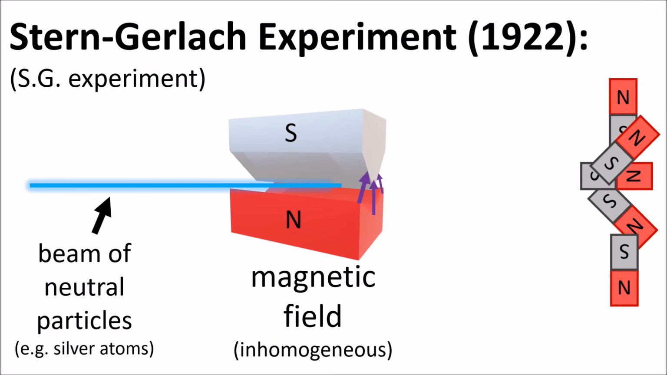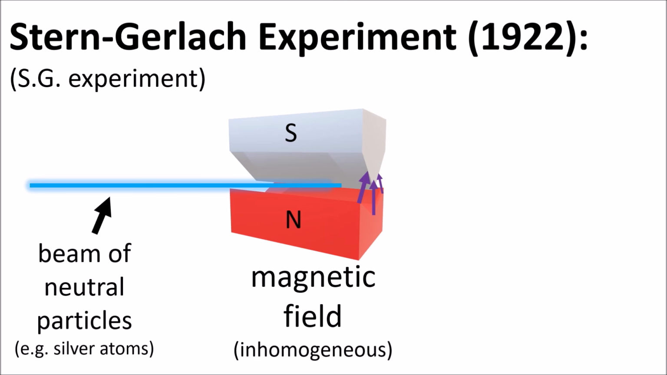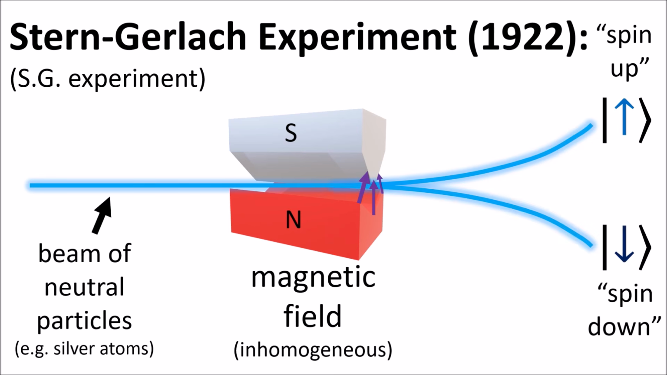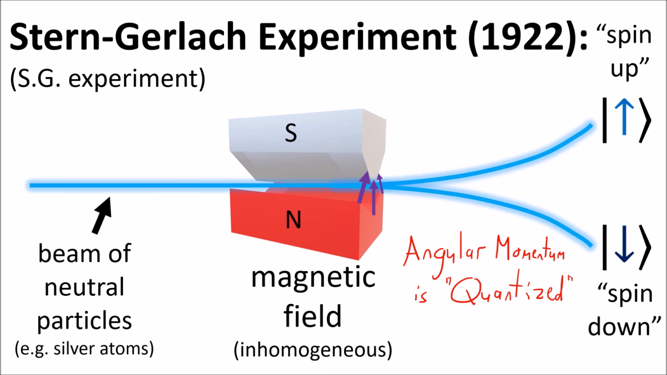However, after performing the experiment, this is not what we see. We only see two types of deflection, either completely up or completely down, and nothing in between. This experiment shows us that, when we measure the angular momentum of a silver atom, there are only two possible discrete results, and so the angular momentum of silver atoms is quantized.